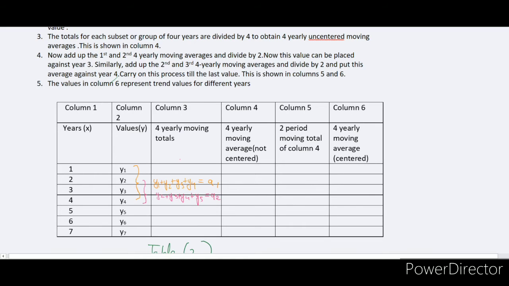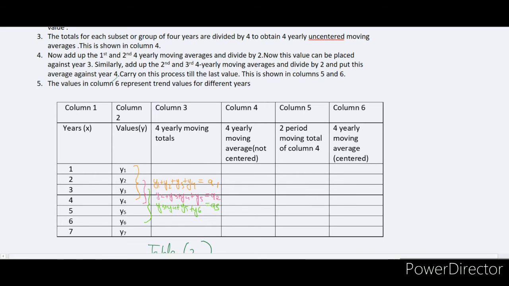Then we move to the next group of 4 years: year 3, year 4, 5 and 6. Again there is no middle value, but it will lie between year 4 and year 5. So we have y3, y4, y5, y6. Call that a3.